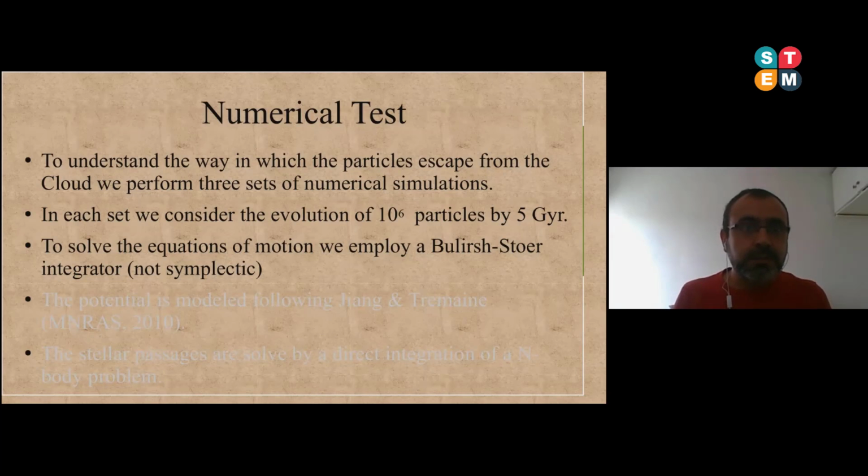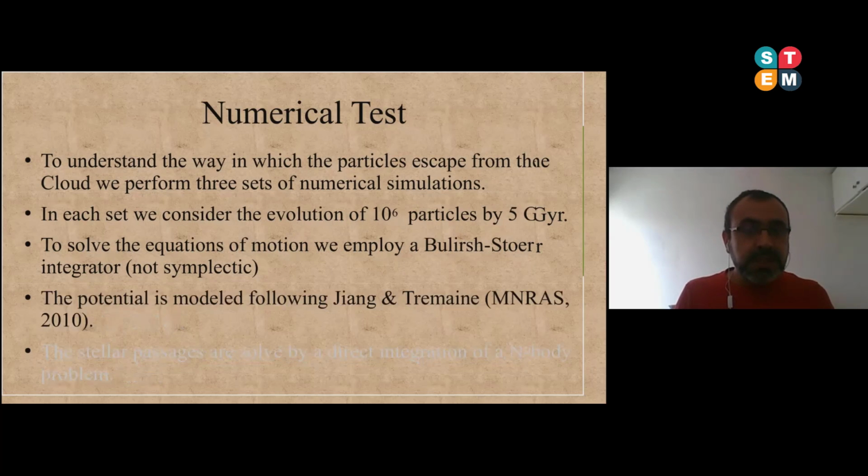In order to understand how the particles leave the Oort cloud, we performed three sets of numerical simulations, and in each set we consider the evolution of a million particles for 5 gigayears, which is the approximate age of the solar system. To solve the equations of motion, we use a Bulirsch-Stoer integrator. This is a non-symplectic integrator. And the galactic potential is included as an analytical model, following Heisler and Tremaine.